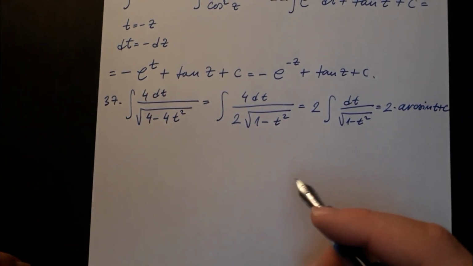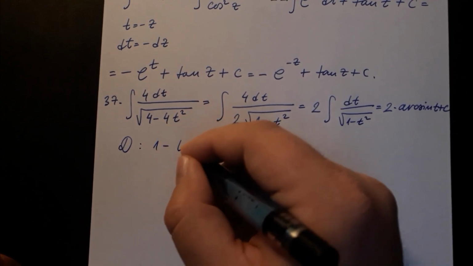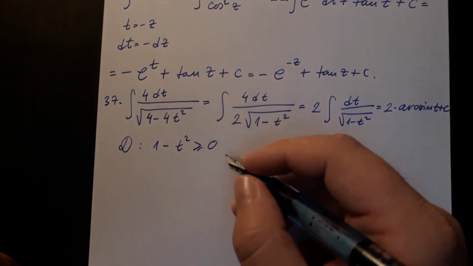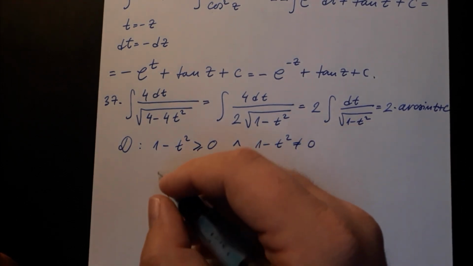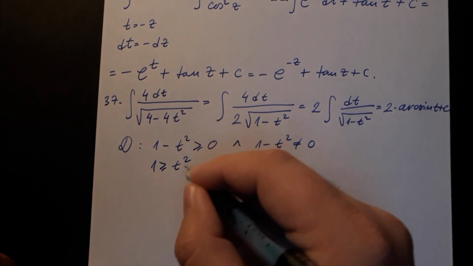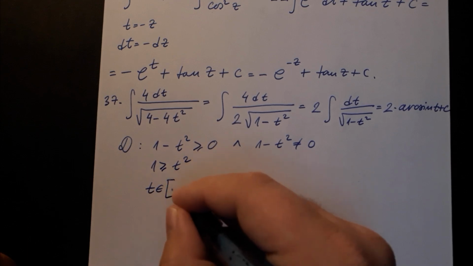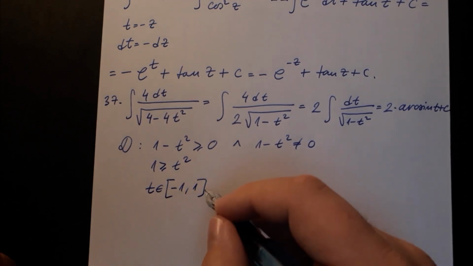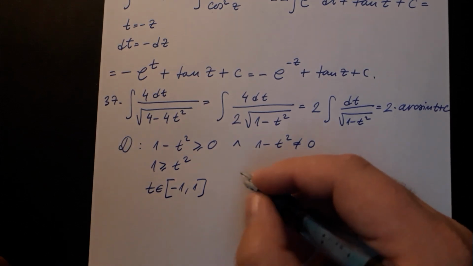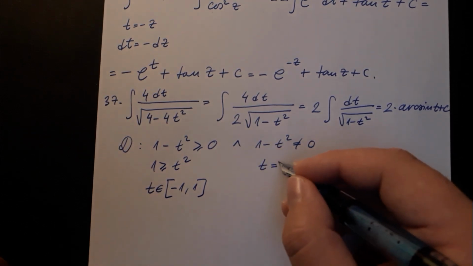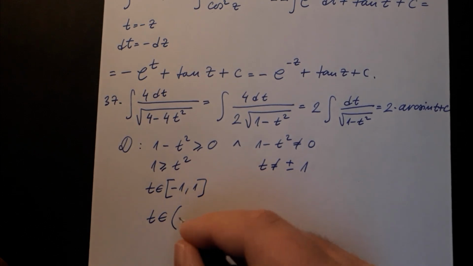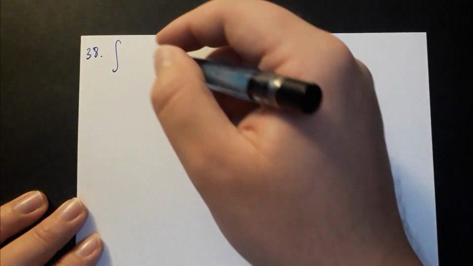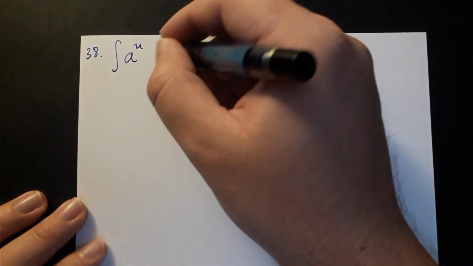Now, for this integral to be well defined, 1 minus t squared has to be larger or equal to 0, and 1 minus t squared has to be different than 0. So that means that 1 has to be larger or equal to t squared, and that gives us t to be inside the interval from minus 1 to 1, where borders are included in the interval, and this means that t has to be different from plus or minus 1, so finally t is from an open interval minus 1 to 1.